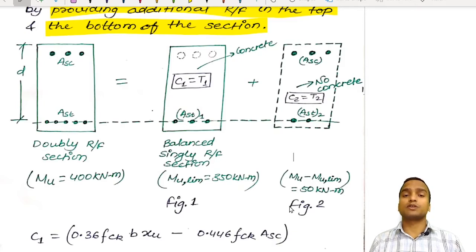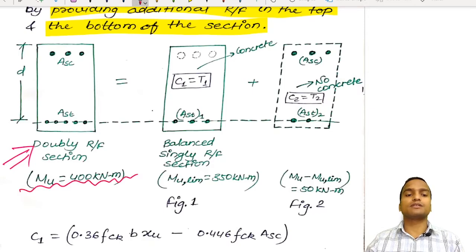So we go for doubly reinforced beam, and this is the figure of doubly reinforced section. Here we have assumed that we are going to design it for ultimate moment of resistance equal to 400 kilonewton meter. Now we have provided reinforcement steel in compression zone whose area is ASC, as well as in tension zone also whose area is AST.